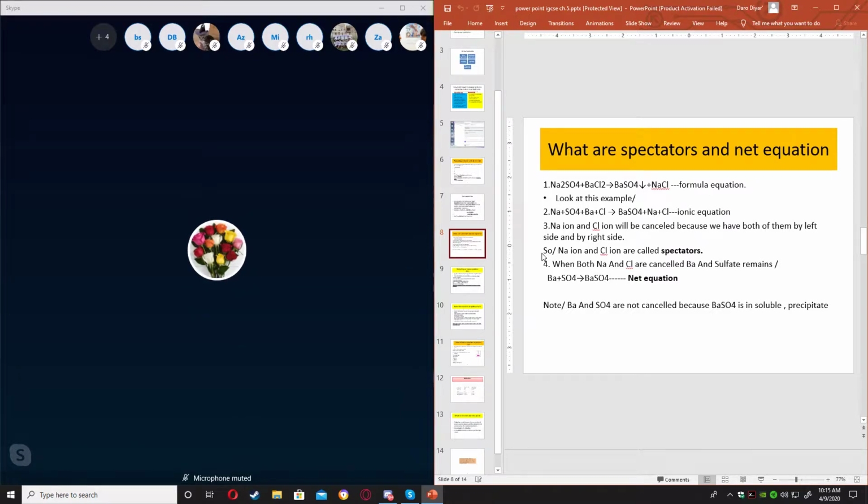So if you take a look at this example, you have barium chloride, sodium sulfate, barium sulfate, sodium chloride. At the end you also have barium sulfate, solid, in the net equation, because barium sulfate is insoluble. And on page 143, at the top of the page, you have another example. You can read this example for me.